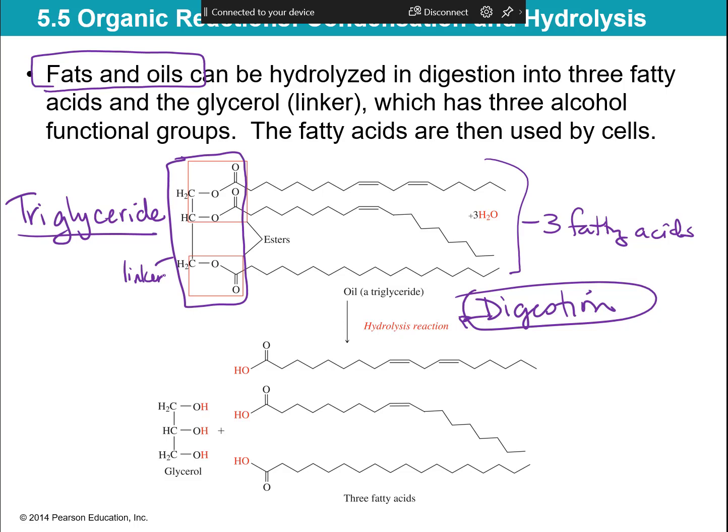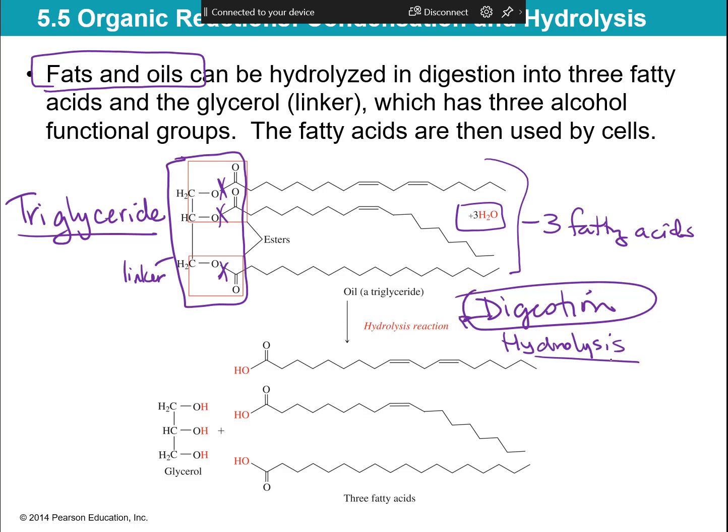But in a hydrolysis reaction, you add water, and you see that you break this link. The link is broken here, here, and here. It breaks the long carbon chains off of the linker molecule. Now I have 3 fatty acid chains: a polyunsaturated, a monounsaturated, and a saturated one. So that's a hydrolysis reaction. Hydrolysis just uses water to break this bigger molecule into smaller ones.